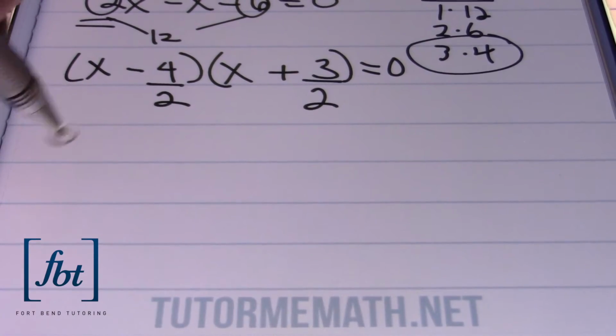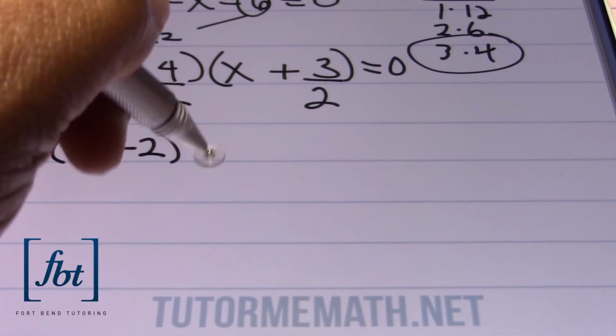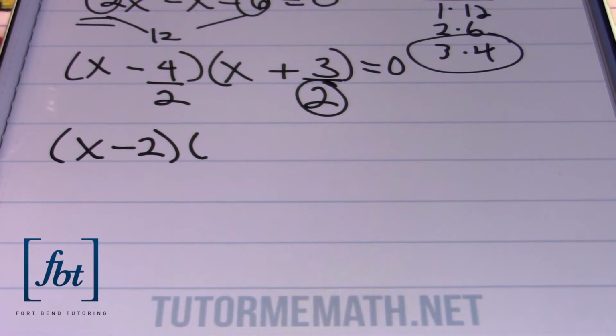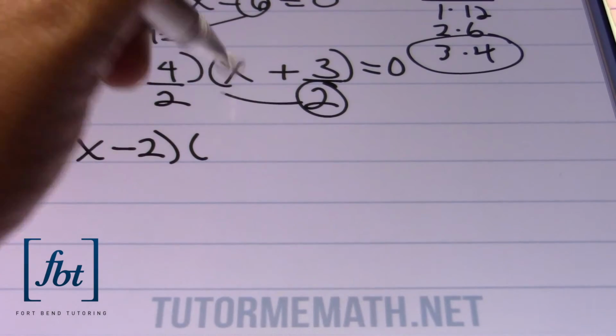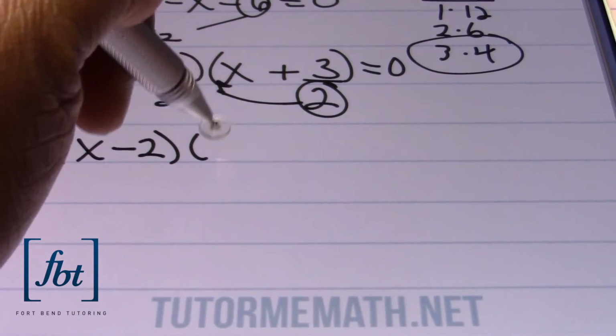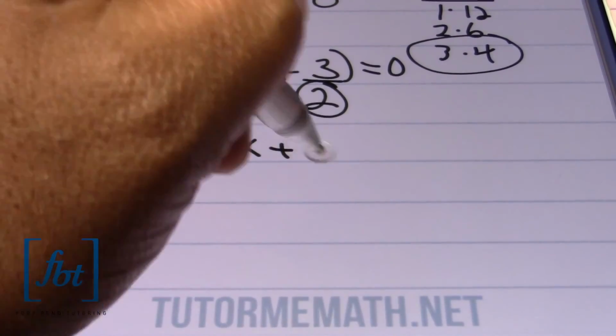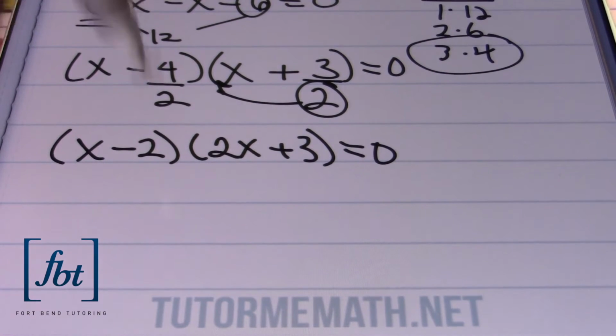Next, I'll be simplifying, so we end up with x minus 2 times, and then because I can't simplify that 3 halves any further, this denominator will go in front of the variable, and I'll end up with 2x plus 3 equals 0. And now we have the factorization of our original trinomial here that will multiply to give us back that 2x squared minus x minus 6 equals 0.